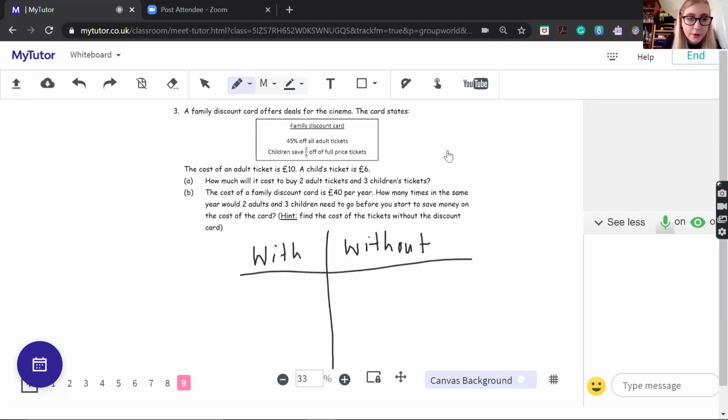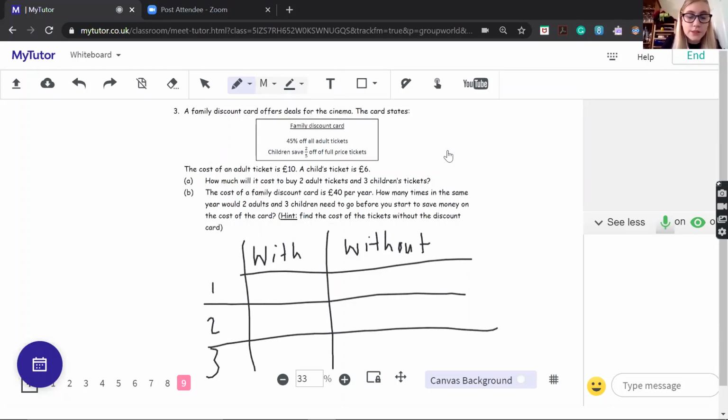And we'll look here at the number of trips. 1, 2, 3. We might need to go further, but we'll see. So with the discount card, however many trips you do, it's always going to be £40, right? We've just paid that per year. We've paid £40 for the whole time. So we could go 100 times into the year and it would still cost us £40.